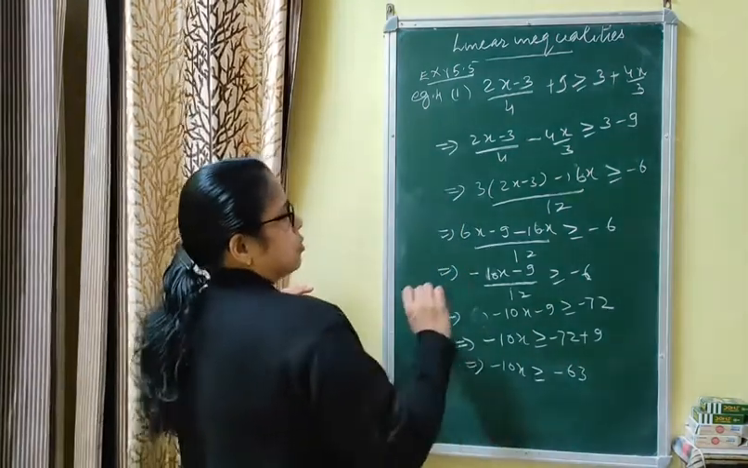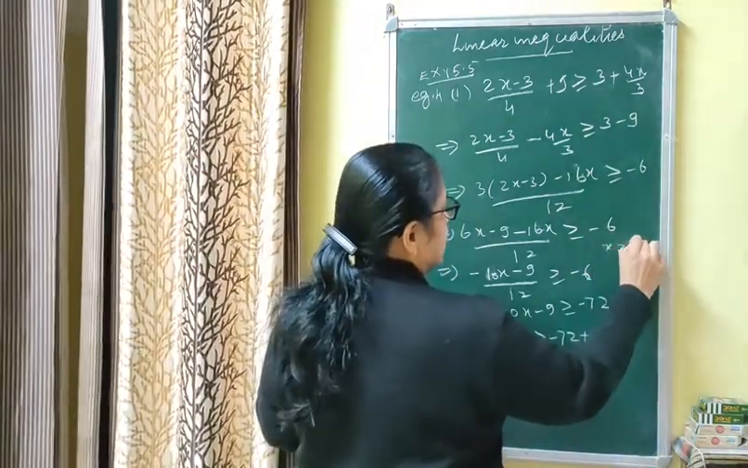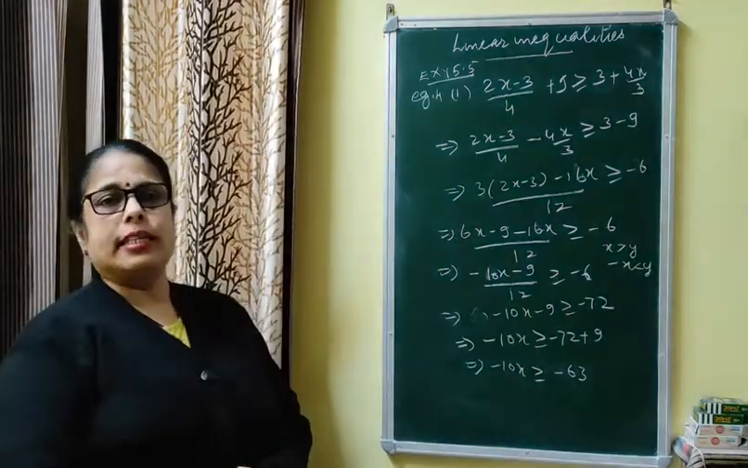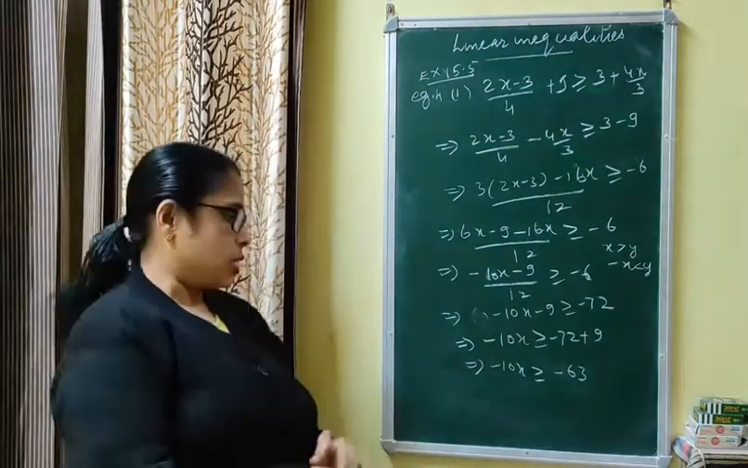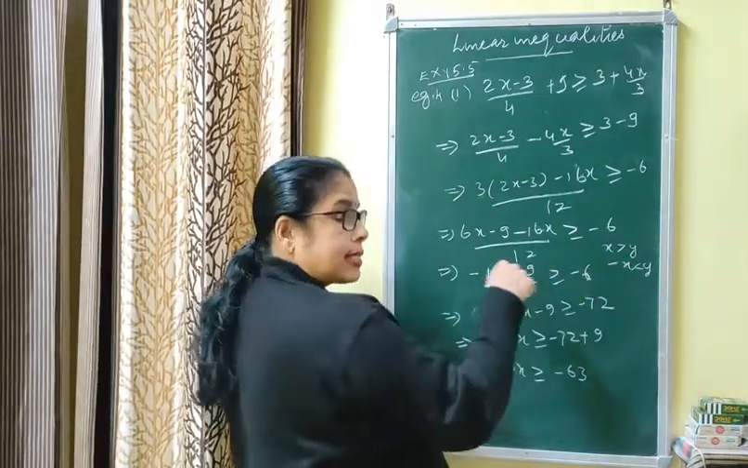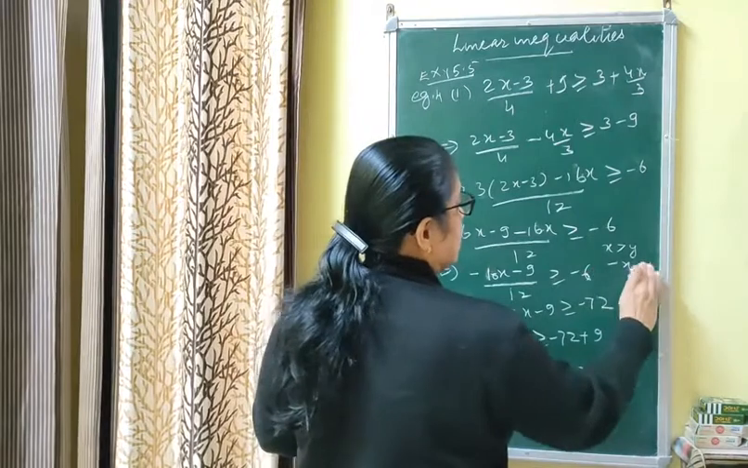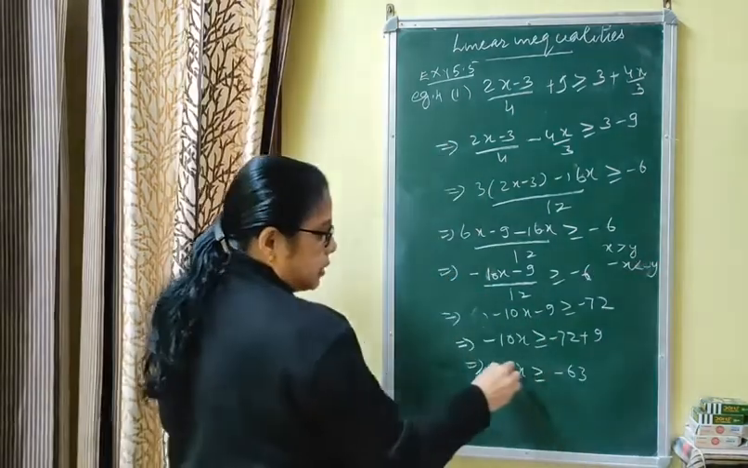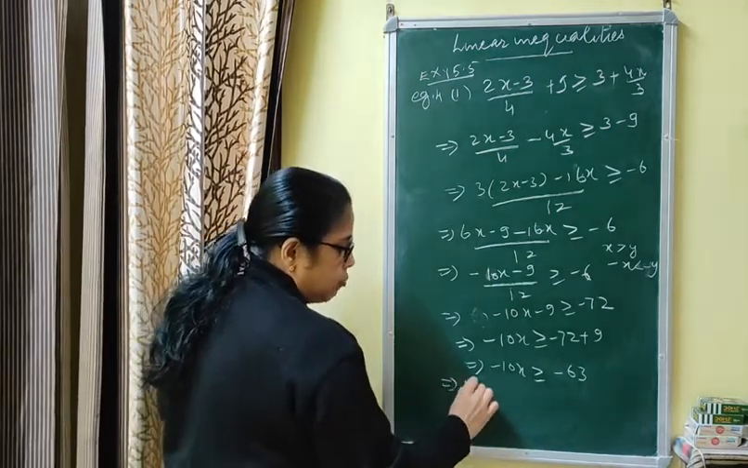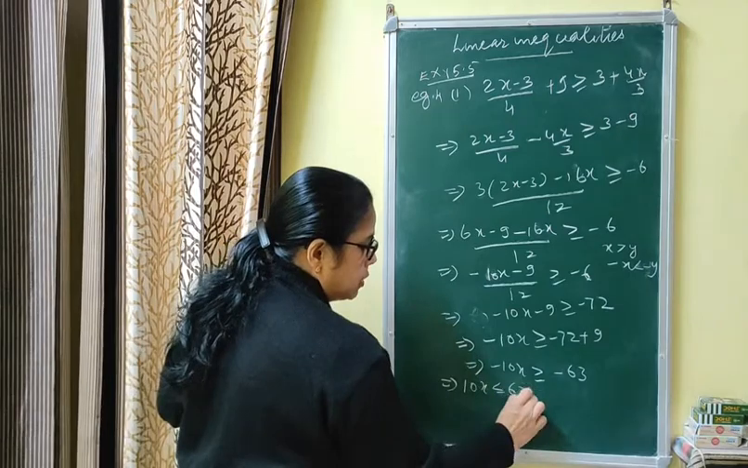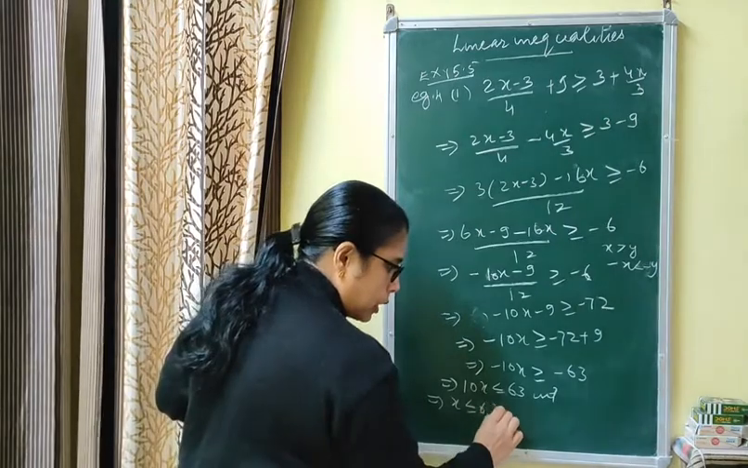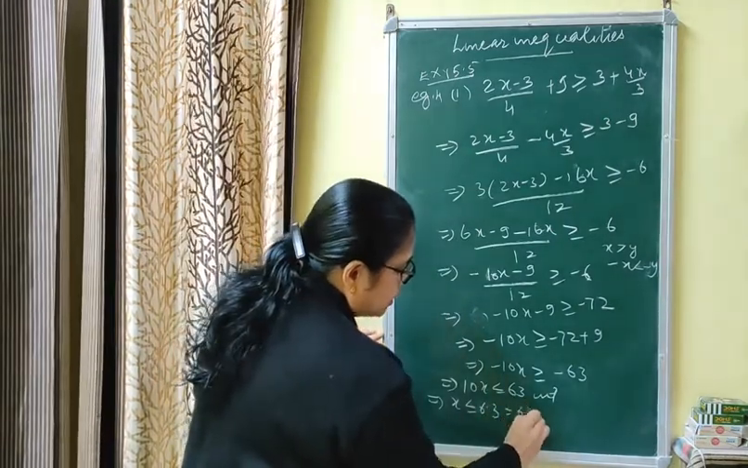That implies, as I told you, if x is greater than y, then minus x is less than minus y. That means if you multiply any inequality by a negative sign, the sign will get reversed. अगर x greater than y होता है तो minus x less than minus y होगा. अगर x less than y होता है तो minus x greater than minus y होगा. So we have to change the sign here, so that if you multiply both sides by minus sign, you get 10x less than or equal to 63. This step is very important. That implies x is less than or equal to 6.3, or you can write 63 by 10.